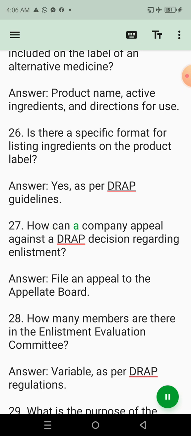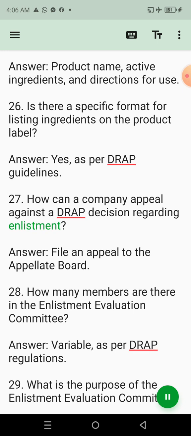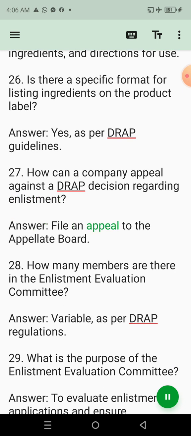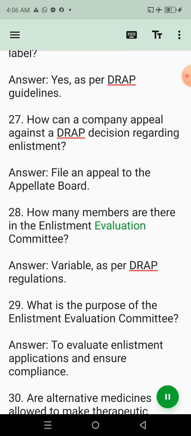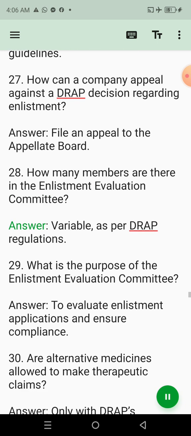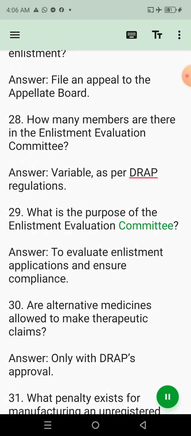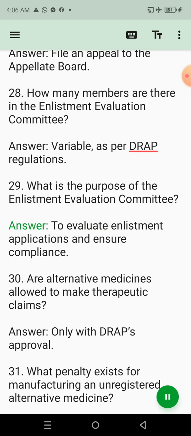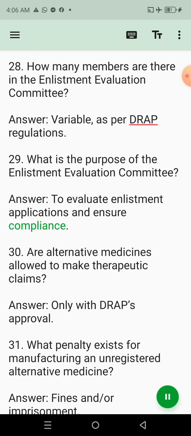27. How can a company appeal against a DRAP decision regarding enlistment? Answer: File an appeal to the appellate board. 28. How many members are there in the Enlistment Evaluation Committee? Answer: Variable, as per DRAP regulations. 29. What is the purpose of the Enlistment Evaluation Committee? Answer: To evaluate enlistment applications and ensure compliance.